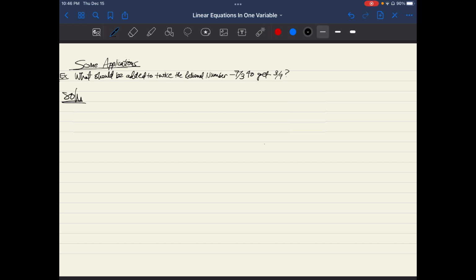The first question says, what should be added to twice the rational number minus 7 over 3 to get 3 over 7? First of all, what is the twice of minus 7 over 3? It is 2 times minus 7 over 3, which is minus 14 over 3, correct?